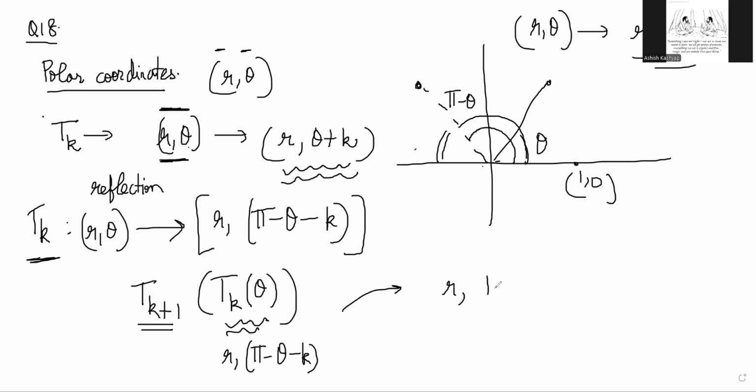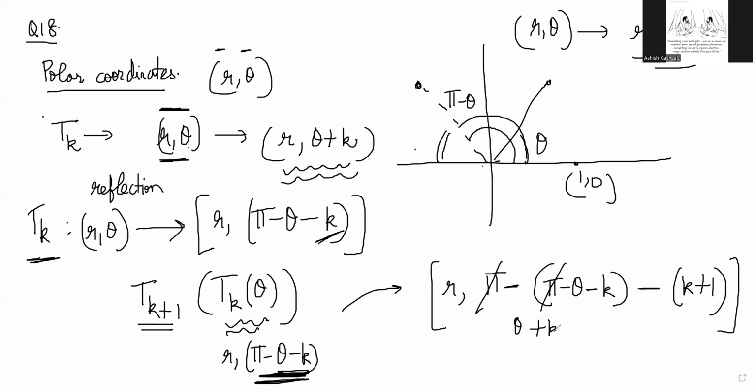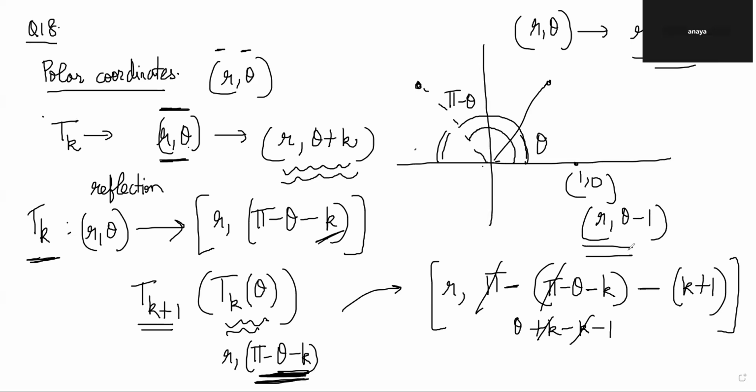So it should be r comma pi minus, what angle am I doing it on? I'm doing it on this angle already, no? So it will be pi minus theta minus k minus k plus 1, right? You understand what I'm saying? So notice this pi gets cancelled. You get a plus theta plus k minus 1. So ending up with r comma theta minus 1, right?